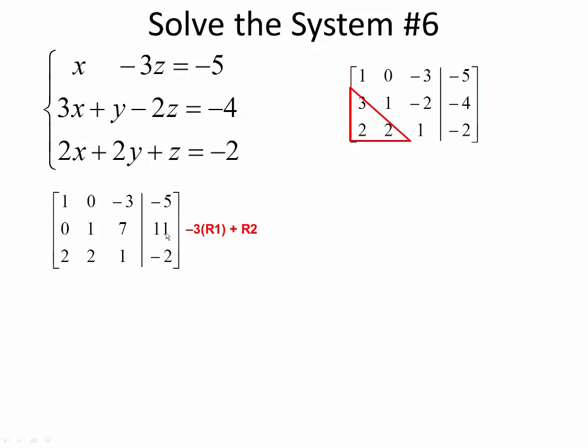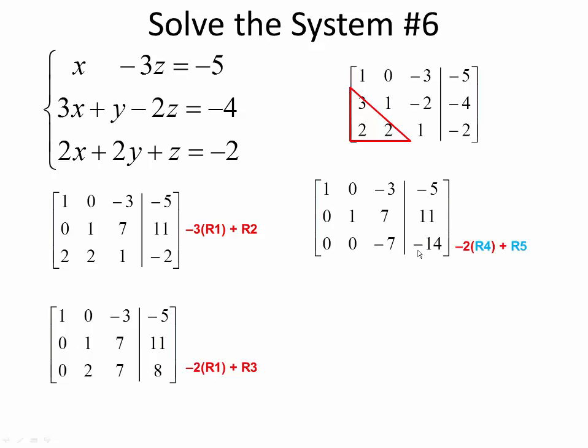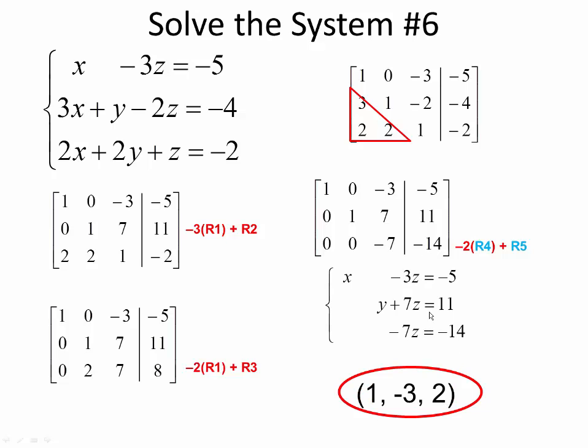And I get 1, 7, 11. Then to get rid of this 2, I multiply the top one by a -2 and add it. Then to get rid of this 2, I multiply this one by a -2. And I get this. And that means that z is going to be 2. And back substituting, I get -3 for y and 1 for x.